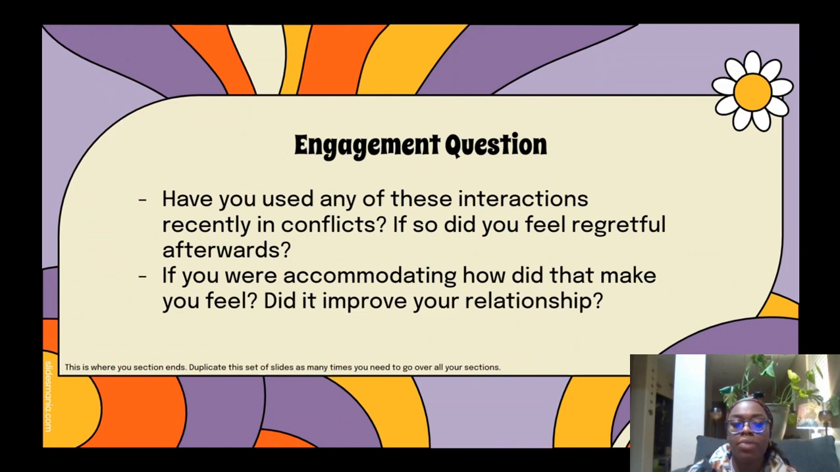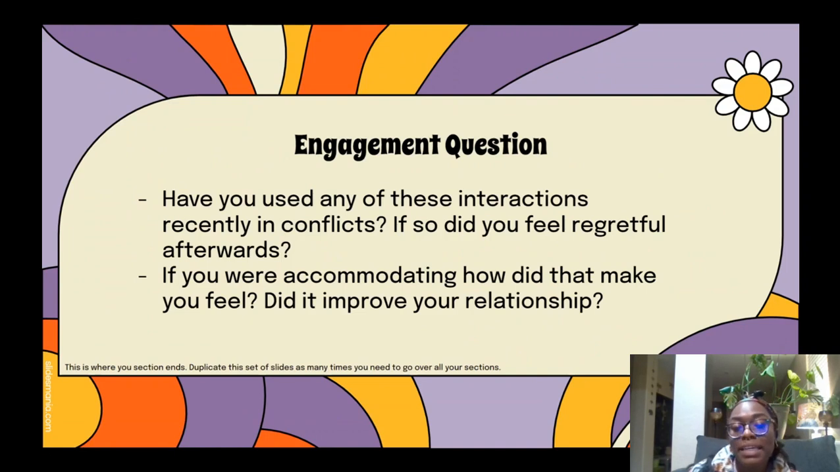So to get into our engagement questions, it's kind of a two-parter. So, have you used any of these interactions recently in conflicts? And if so, did you feel regretful afterwards? And then if you were accommodating, how did that make you feel? And did it improve the relationship?